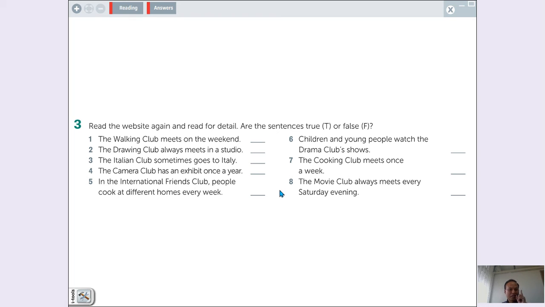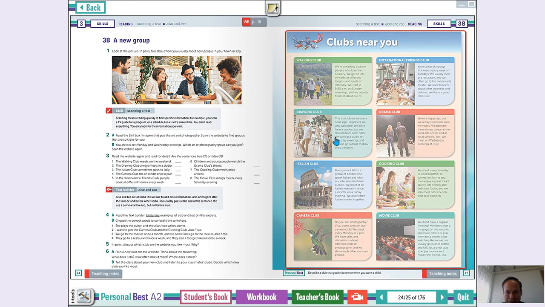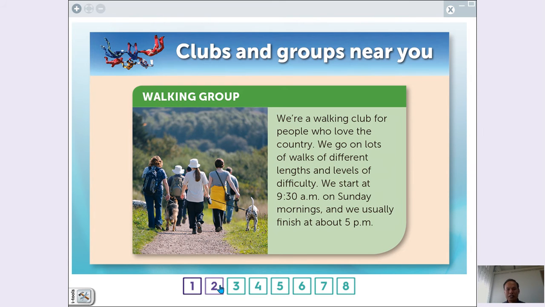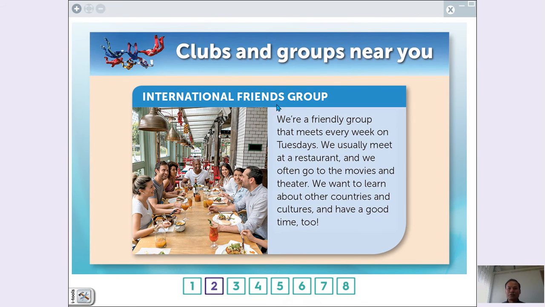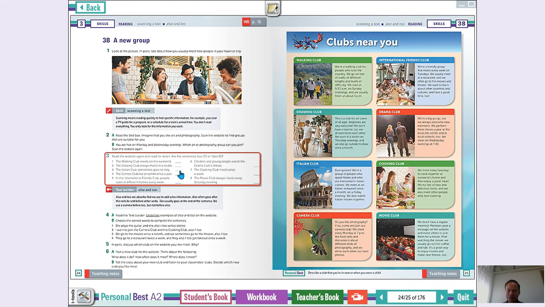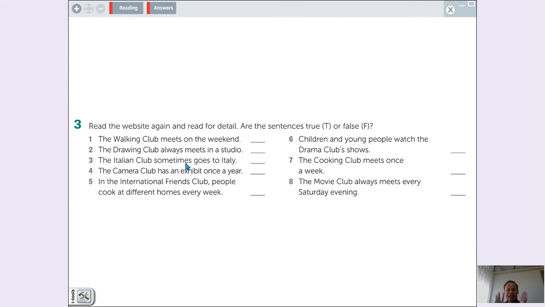One more example. If we go to question number 2, for example, drawing club always meets in the studio. Is that correct? So we go to the drawing club. They meet in the studio only, yes or no? They usually meet at a restaurant. So if you look at this, a restaurant is not a studio. So this one is false. This one is not true. So you get the right answer from this.